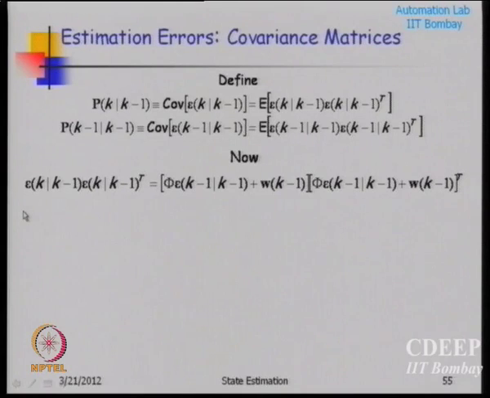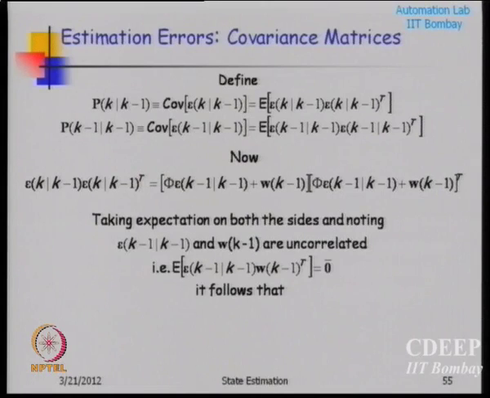Now, I am going to derive a recurrence relationship between the two. This is a stochastic process. I am going to develop a recurrence relationship. So, I just use the difference equation. ε_{k|k-1} ε_{k|k-1} transpose is the same as Φ ε_{k-1|k-1} minus w_{k-1}, this whole thing into its transpose. Right. Simple algebra. I am just multiplying left hand side, multiplying right hand side. Okay. And then I am going to take an expectation.